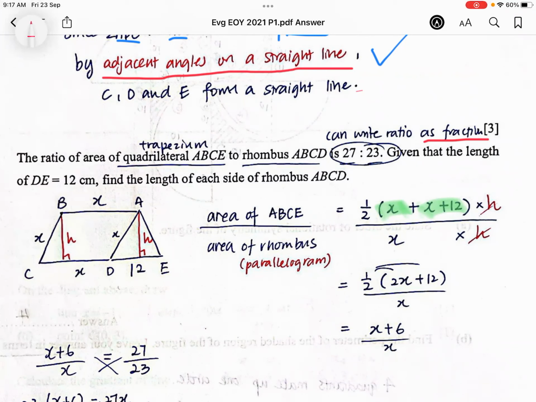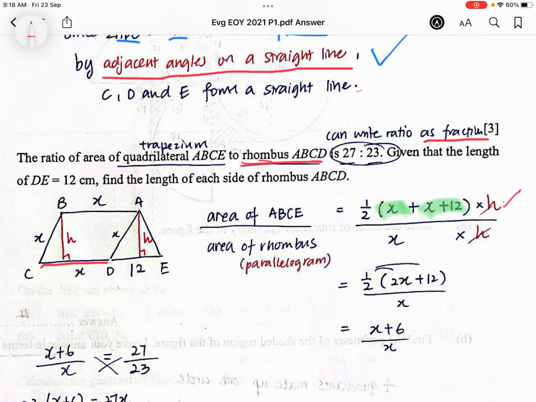Don't know the height, never mind. Let it be H. Okay, so I let it be H. I don't know the height. Over, they say 2, 2. So I put over the area of rhombus. Rhombus is a parallelogram. Area of parallelogram is base times perpendicular height.